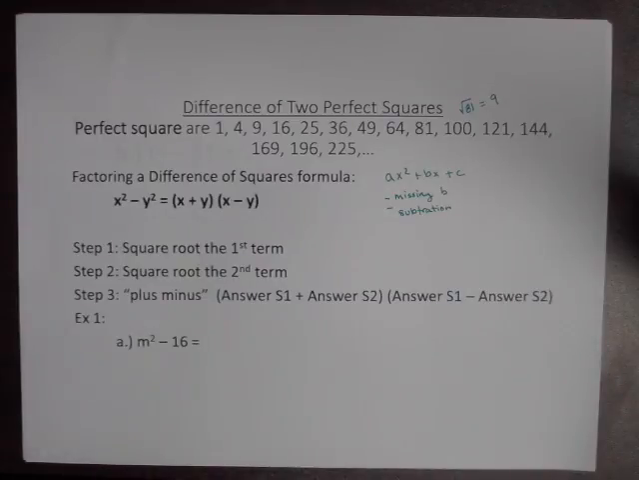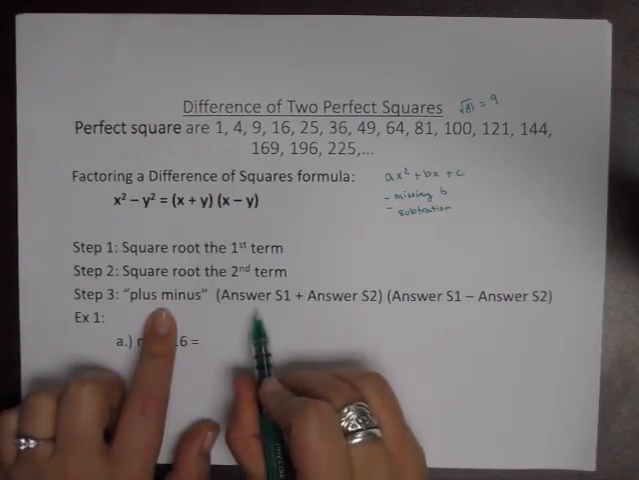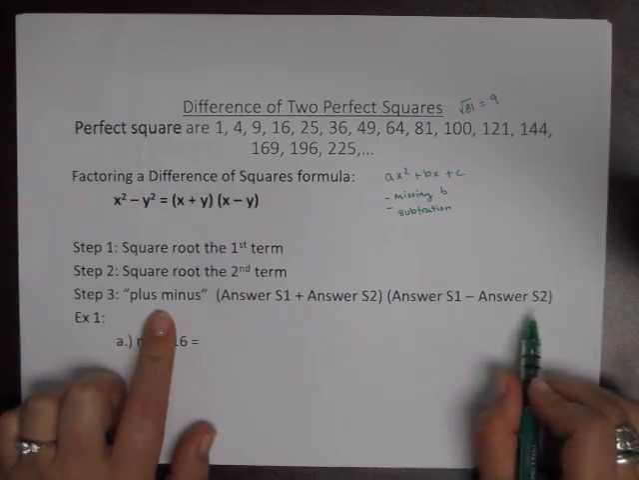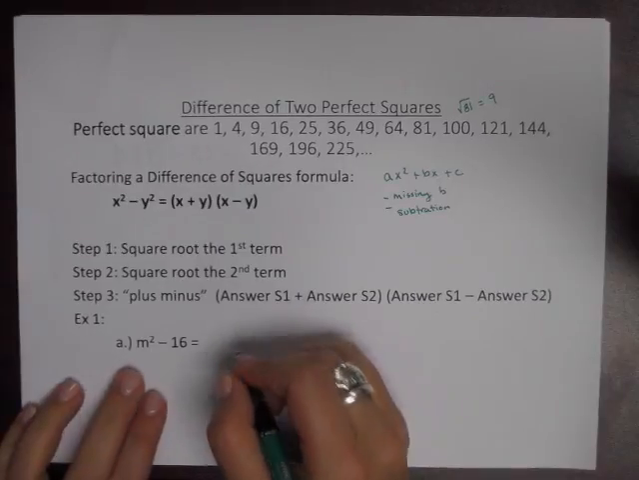So step 1, you square root the first term. Step 2, you square root the second term. And then step 3, you write your plus minus. So the answer to step 1 plus the answer to step 2, times the answer to step 1 minus the answer to step 2. So here we go.